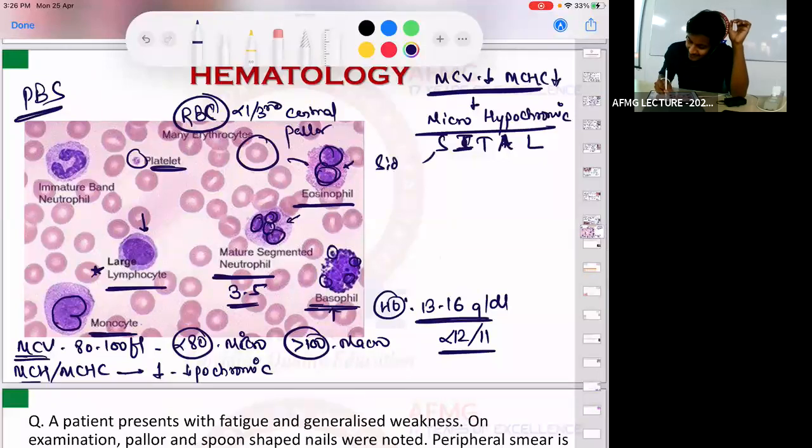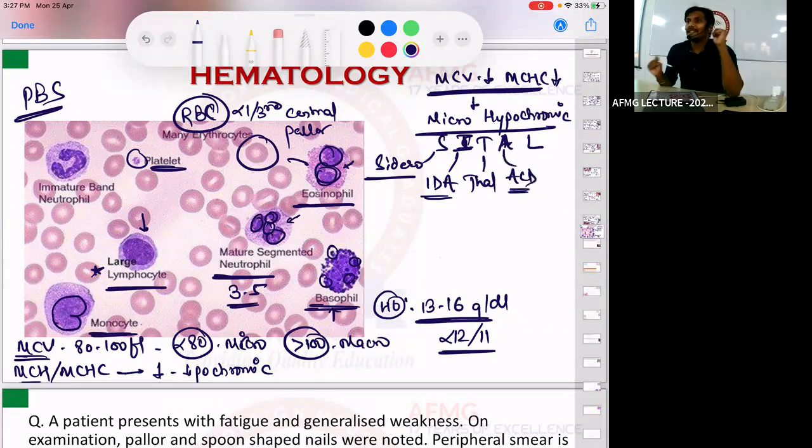So S goes for sideroblastic anemia. I goes for iron deficiency anemia, the most common type of anemia. T goes for thalassemia. A goes for anemia of chronic disease. And L goes for lead poisoning. So lead poisoning can also be a cause of sideroblastic anemia, so you can just remember SITA also.